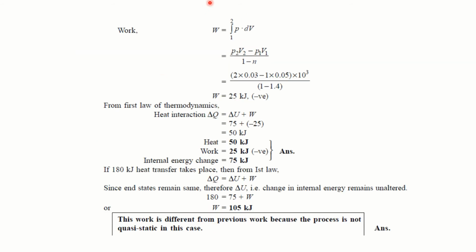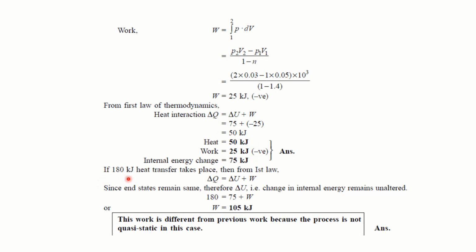As I mentioned earlier, the work done can be determined using this equation. Replace P as C by V to the power of n, and then you know P2, V2 and P1, V1. Substitute, and you are going to get the work. And from the first law, for a closed system executing a process, this is the equation. Substitute these values and you will get the value of heat. The work value is known, and the internal energy change is also known.